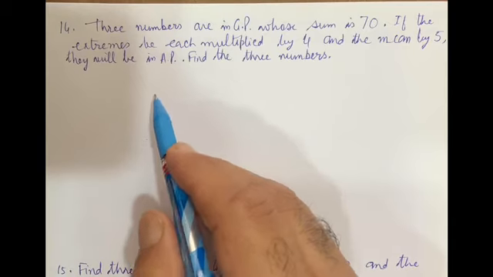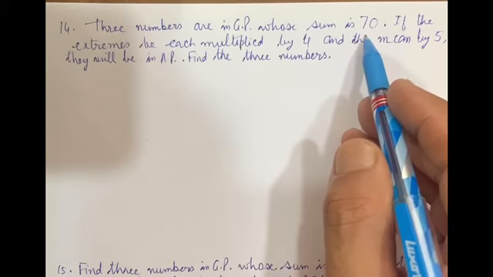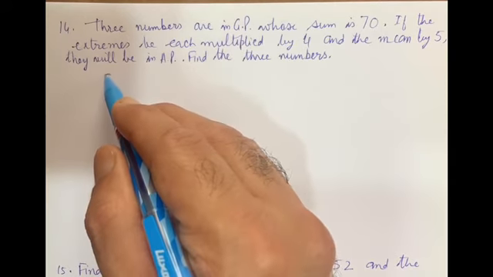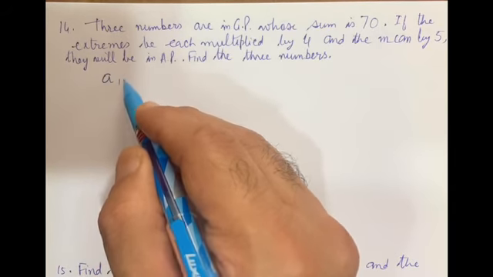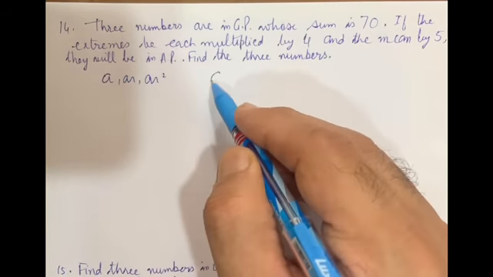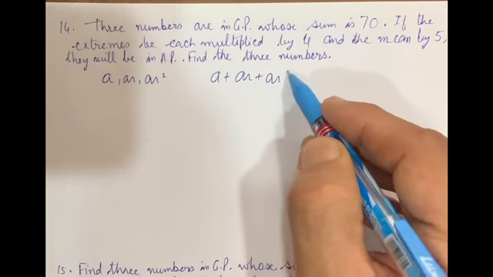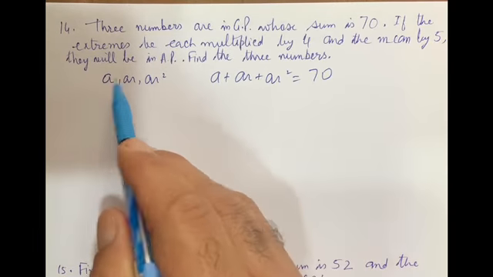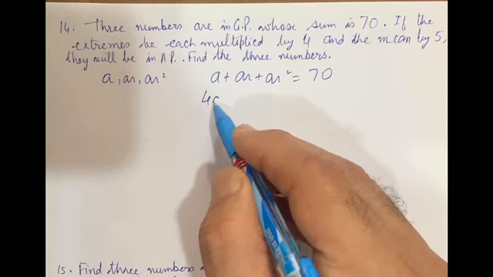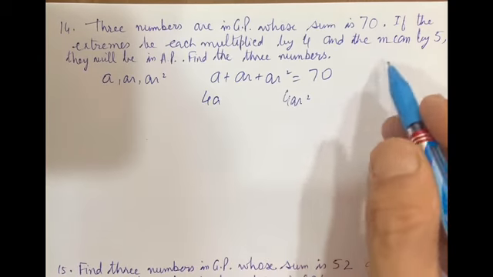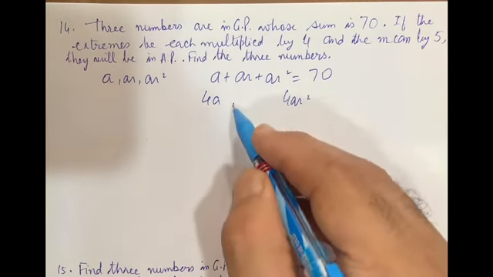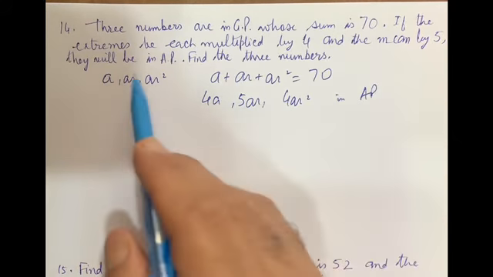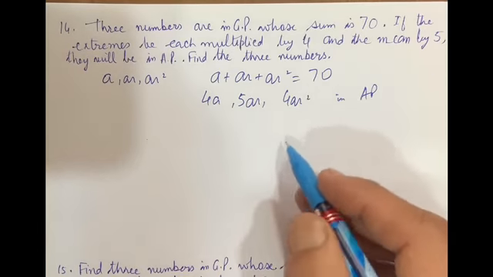Next question, 3 numbers are in GP whose sum is given as 70. So the product is not given. So 3 numbers are let's say a, ar and ar square. Sum of a, ar and ar square is 70. Extremes are multiplied by 4. Extremes are end values. So we have 4a and 4ar square. And the mean by 5, mean is the middle term, 5ar. So these are in AP. These are given in AP. We have to find the numbers.